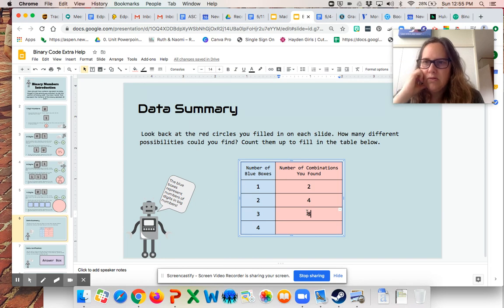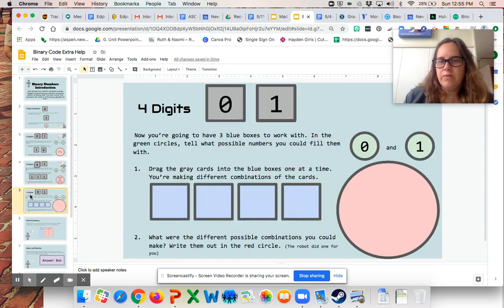2 plus 2 is 4. 4 plus 4 is 8. 8 plus 8 is 16. So do you think there might be 16 possibilities when you have your 4-digit number? Probably, right? So when you go to the 4-digit number, you're looking for 16 combinations, okay? Now that might seem difficult, but it's actually not that hard, and you can figure it out, I'm sure.